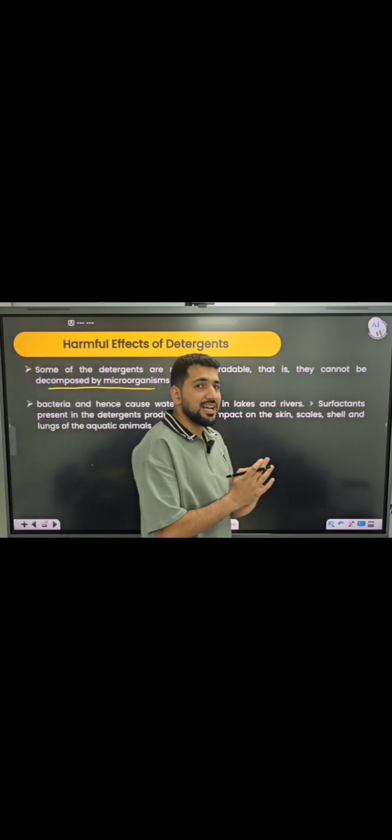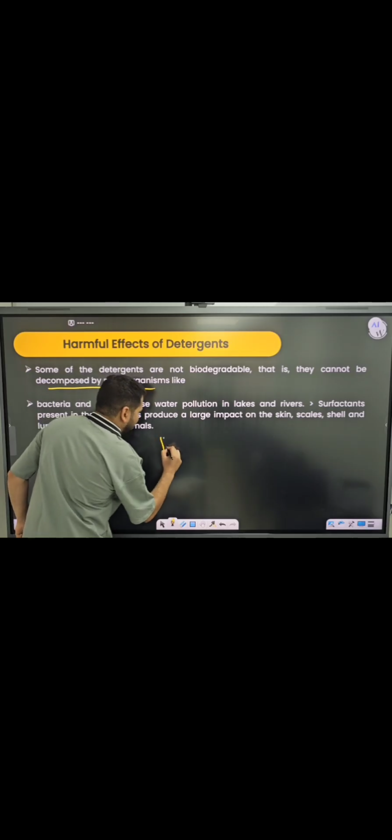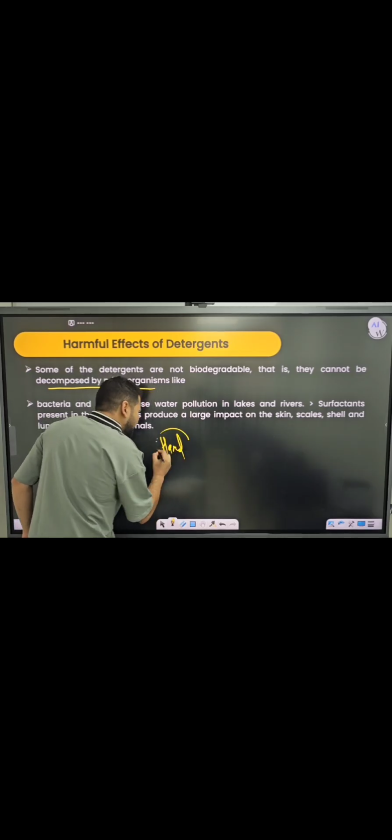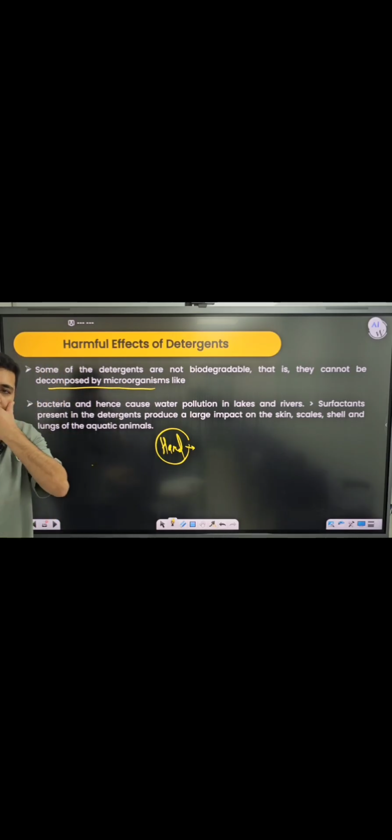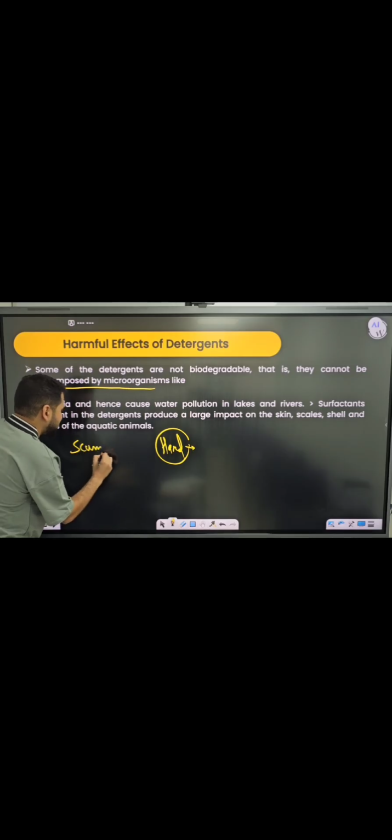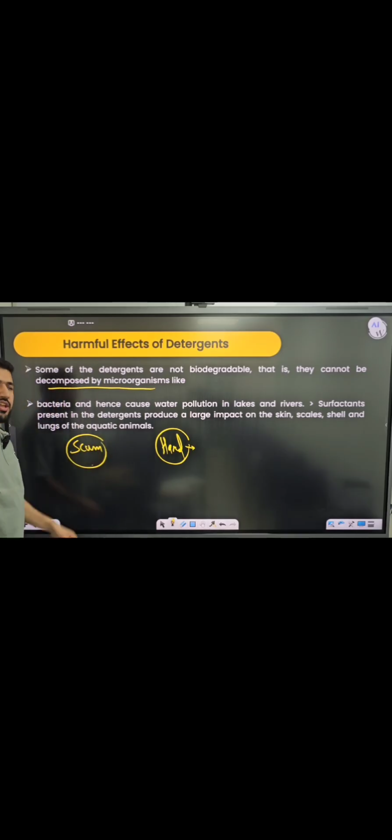But you should know, guys, that detergents always work well in hard water. We have soft water and hard water, and in soft water soaps can work well, but in hard water detergents work well, because in hard water if you put soap, it can form scum. Soaps can form scum, and that's why we use detergents. I hope this is clear, guys.